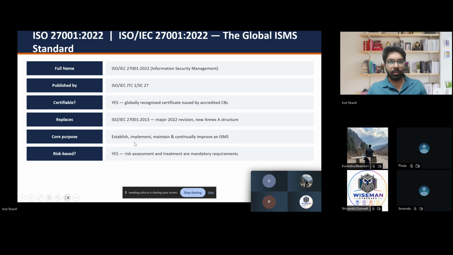Purpose. The purpose of ISO 27001 is to establish, implement, maintain and improve the information security management system in a company. Is it risk-based? Yes. Risk assessment and treatment are mandatory requirements for ISO or broadly any certificate. It starts with risk assessment. If there is no risk, you do not need any certification.